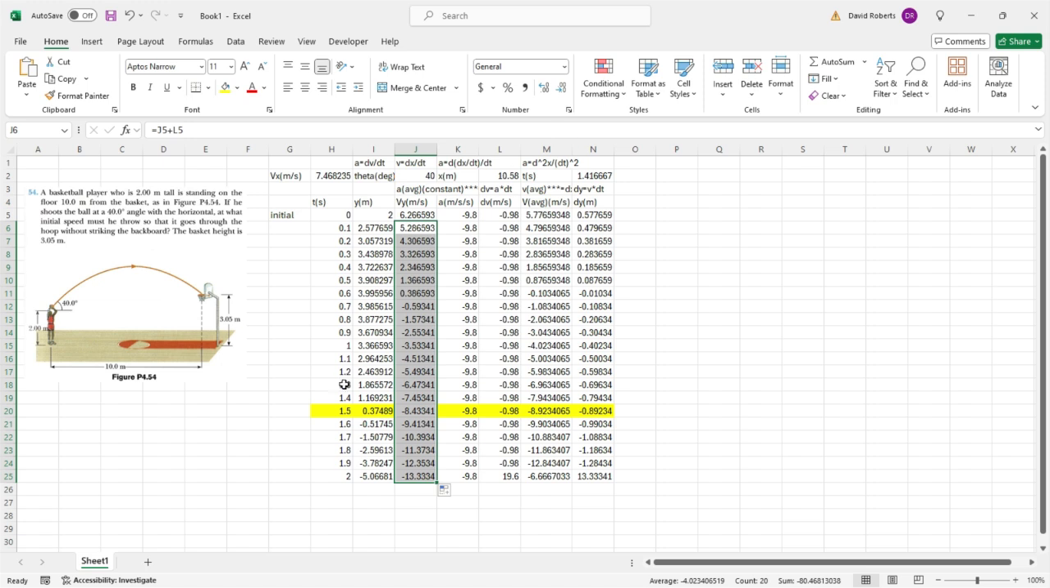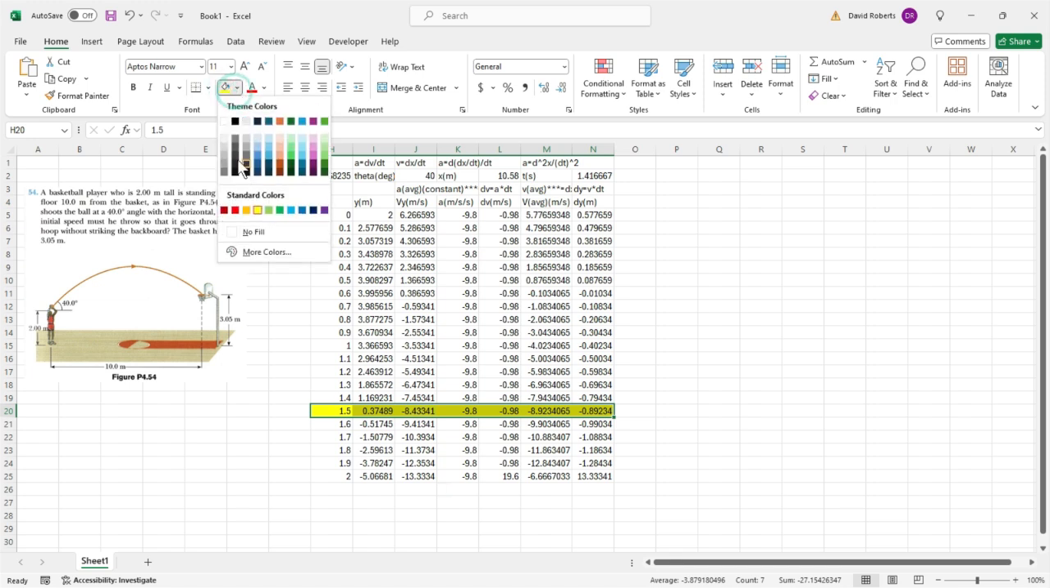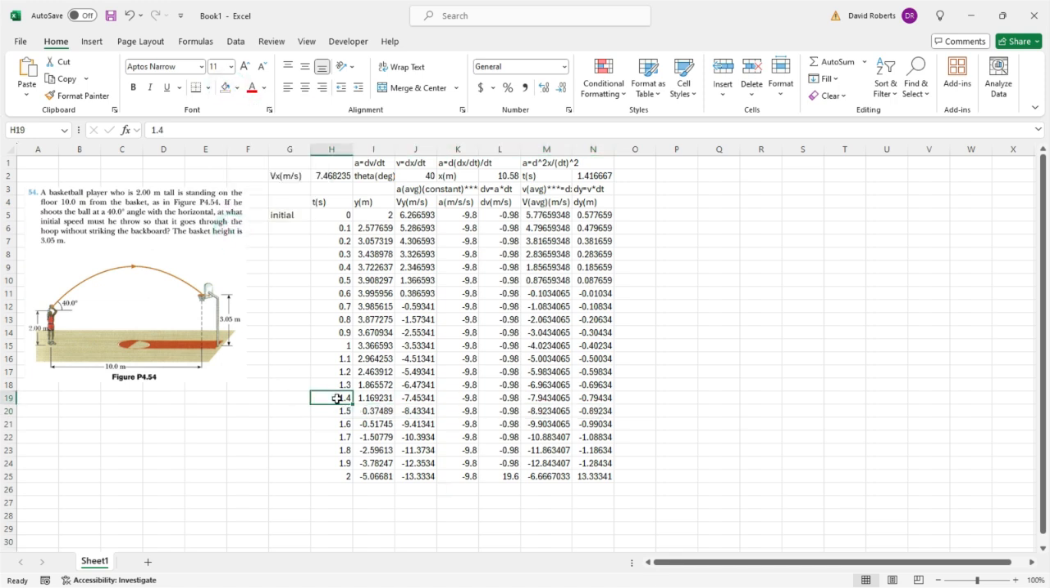But now 1.5 seconds isn't the parameter that we're looking for. It's like 1.4. Basically at 1.41, this is the time that this basketball should be at 3.05 meters. So I'm just going to make this yellow.